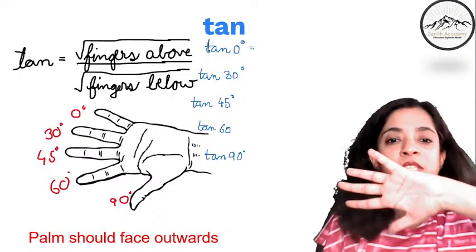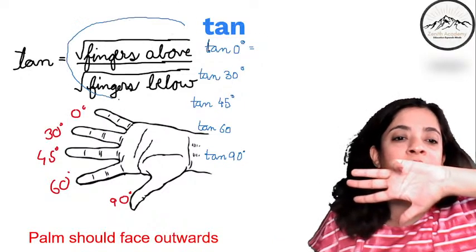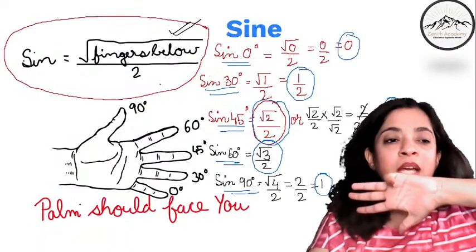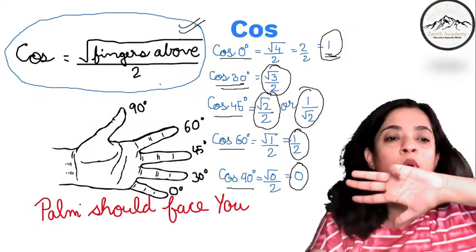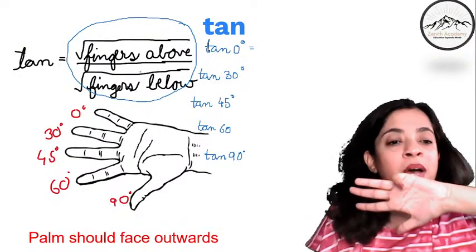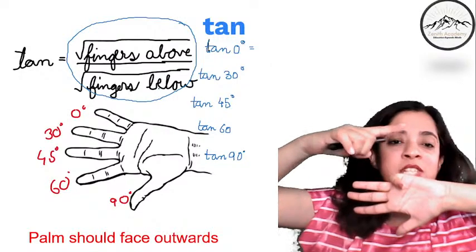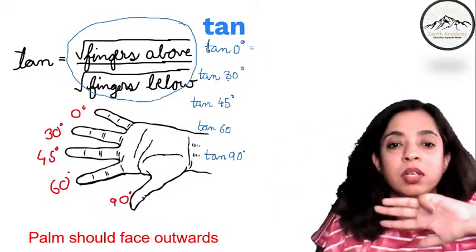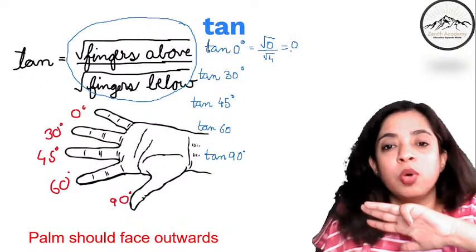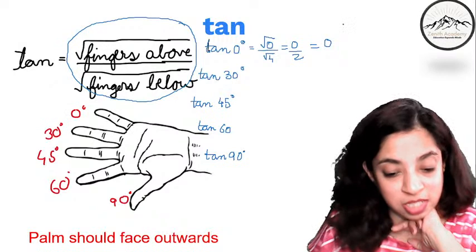So see here for tan 0, if you fold this 0 finger, see the formula: square root of fingers above by square root of fingers below. Now there is no 2 here. In sine it was square root of fingers below by 2. In cos it was square root of fingers above by 2. In tan we have square root of fingers above by square root of fingers below. If I fold this, above there are 0 fingers, below there are 4 fingers. So square root of 0 by square root of 4 becomes 0 by 2, which is equal to 0. Whenever you see a 0 in the numerator, the answer is 0. Clear?